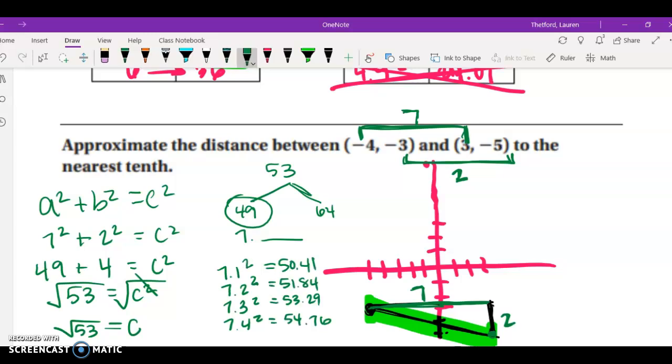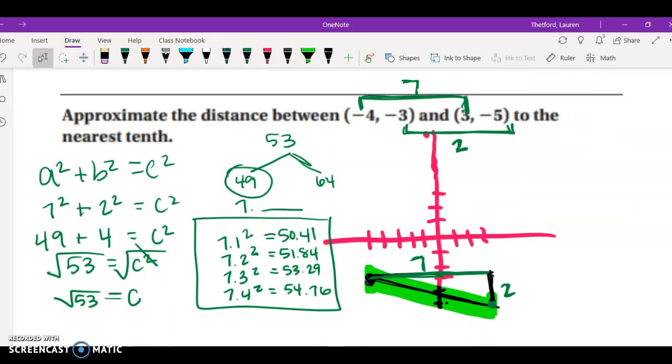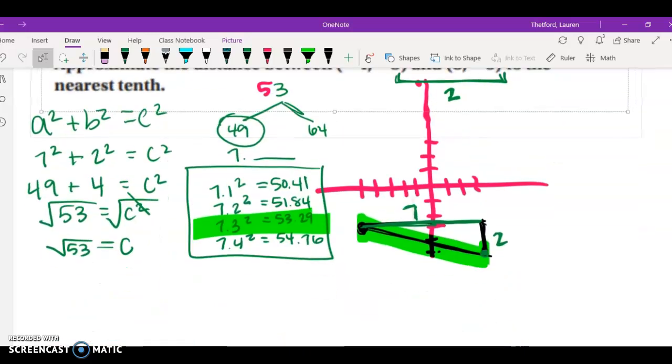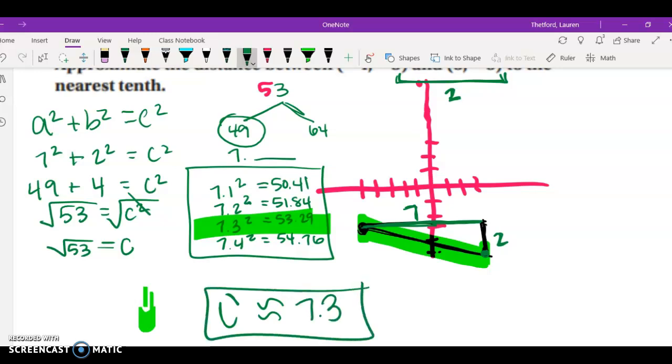And so I did that pretty quickly. Make sure you pause the video and you actually write that down, but we just did what we did before and above up here. And so you'll see that 7.3 is the closest, and so we know that, I don't know what's happening to my screen, but we know that our answer, so C, it's about 7.3. That is our answer for that.